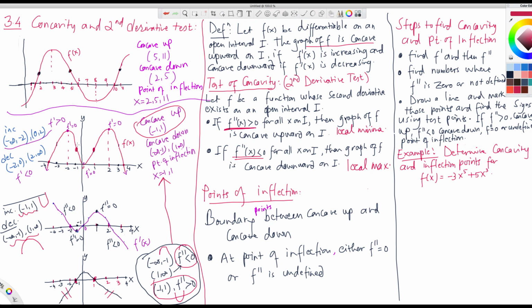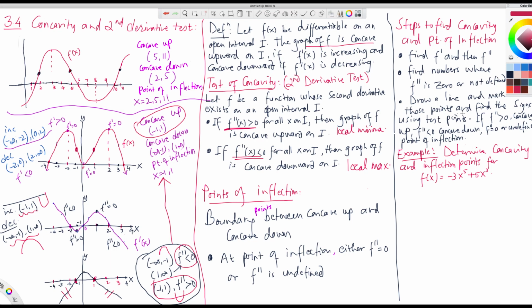But let us talk about the steps to find concavity, or concave up and concave down, and also the point of inflection. What are the steps? If a function is given like this, first find f prime and f double prime. After that, find the numbers where f double prime is 0 or not defined. We set f double prime equal to 0, and we also find the points where f double prime is not defined.